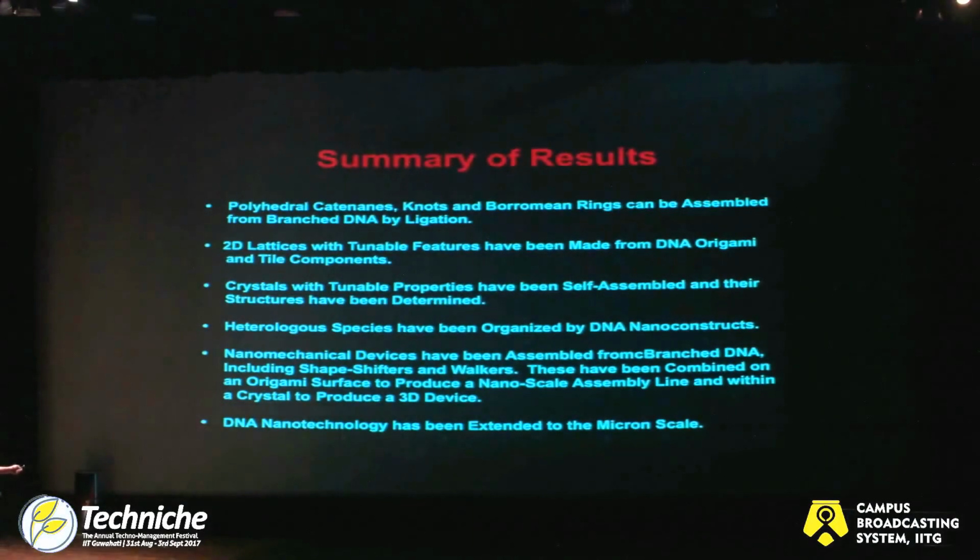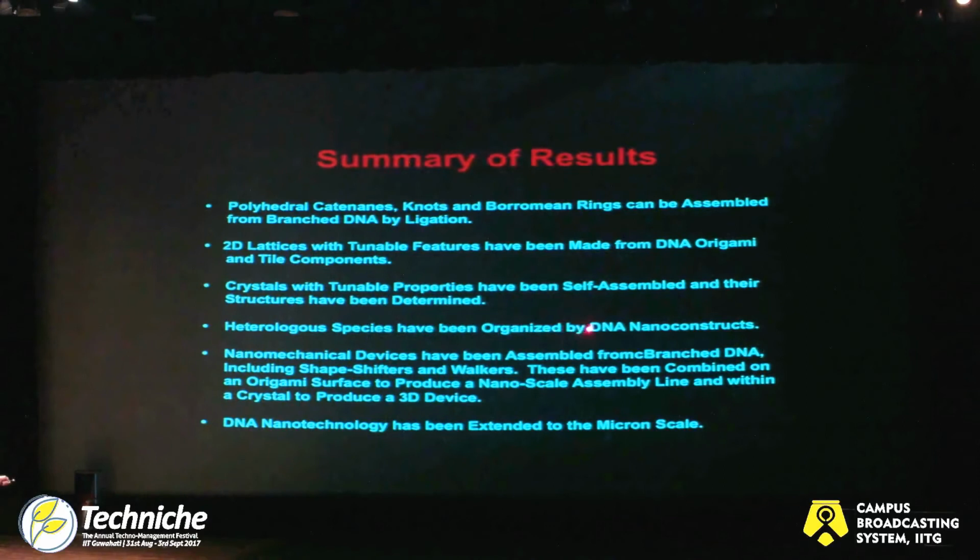So to summarize, we can make knots and Borromean rings. They didn't talk about that. Catenanes I talked about a little bit. From branched DNA with ligation, 2D lattices with tunable features have been made from DNA origami and tile components. Crystals with tunable properties have been self-assembled and the structure is determined.